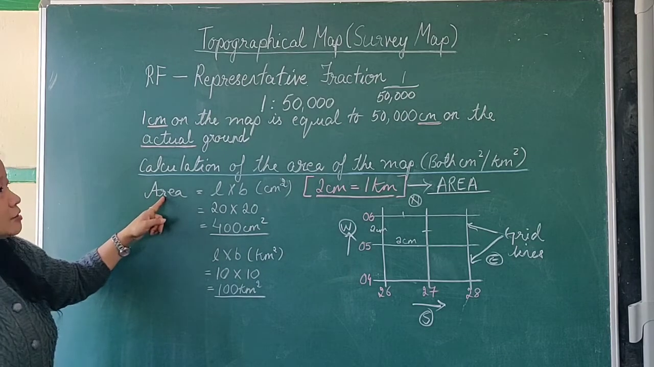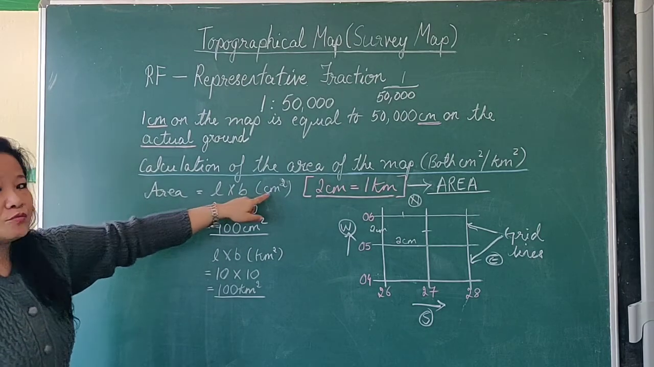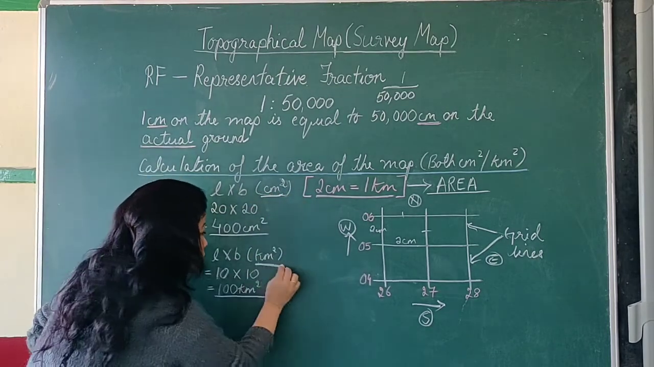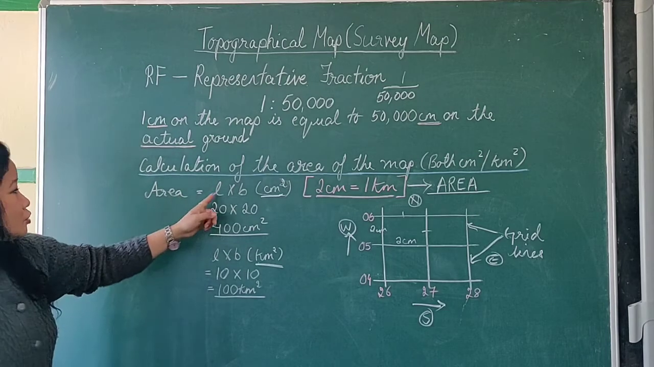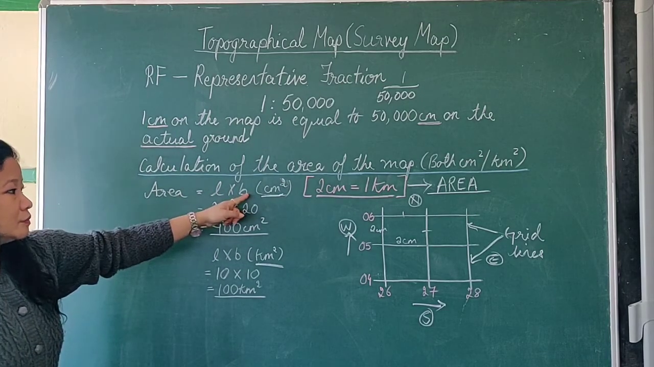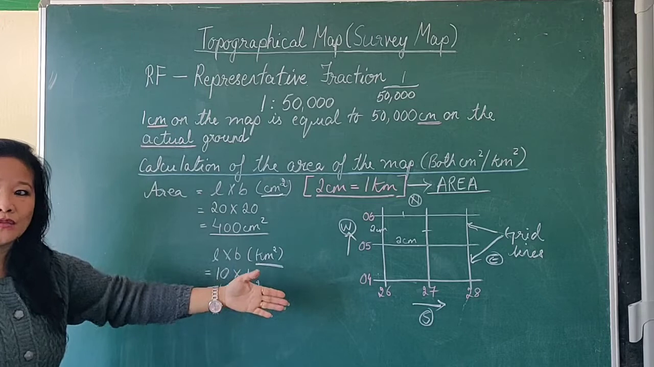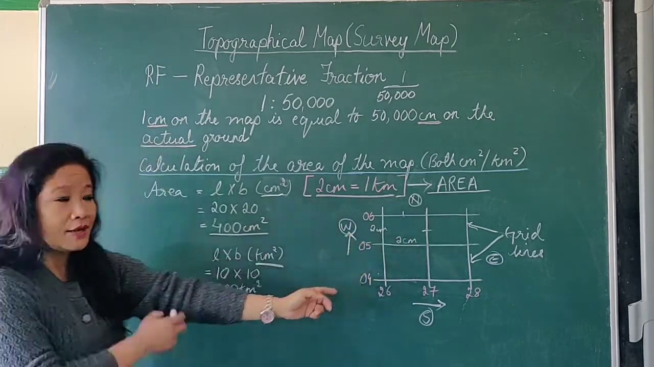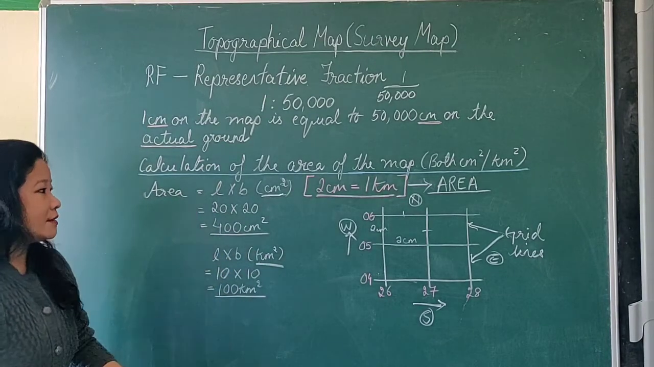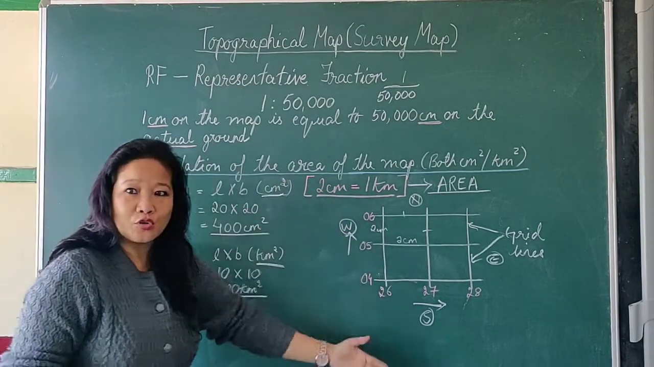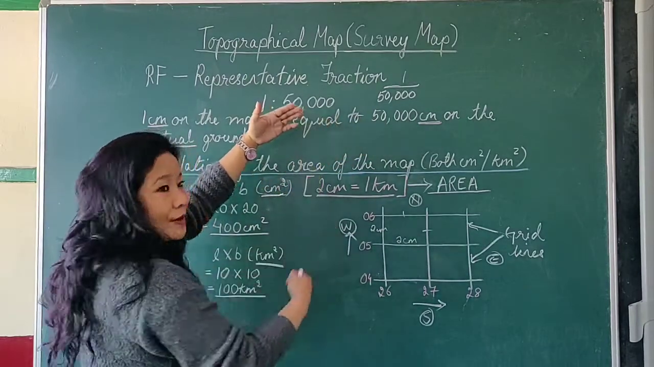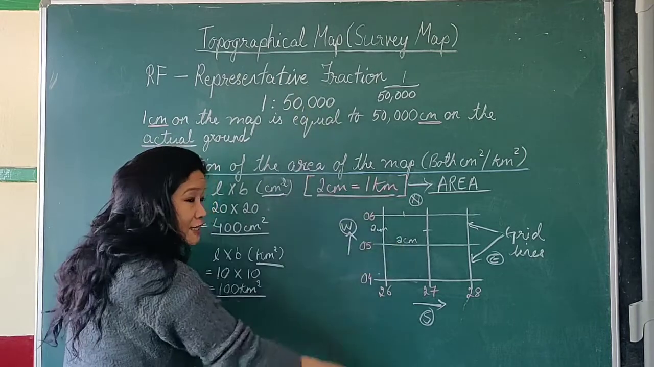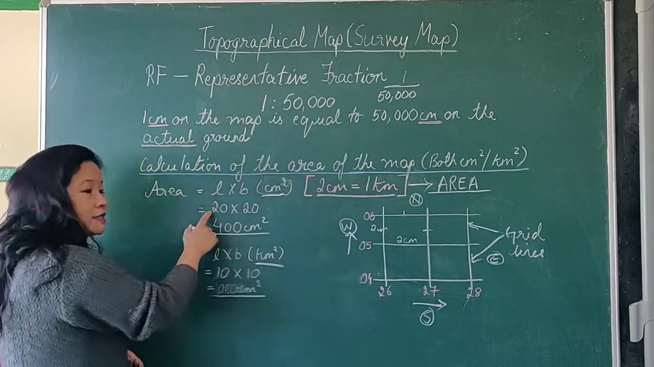Now area here you see is length into breadth. I have done it in centimeters scale, and this I have done in kilometer scale. You can take any part as length, any part as breadth, because all sides are equal. On the map there are 10 squares. Each square is 2 centimeter, so 10 squares, by 2, will be 20.